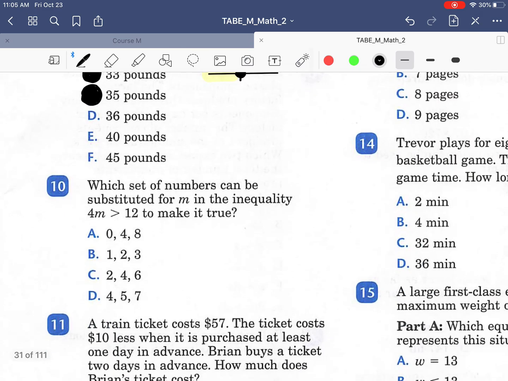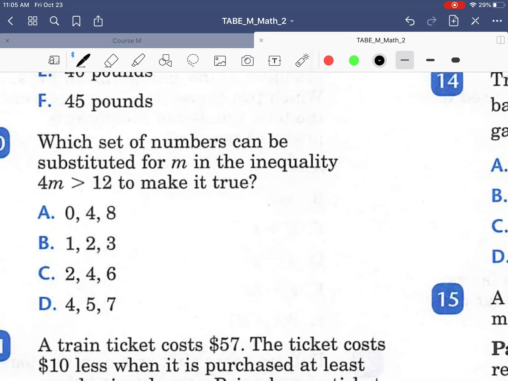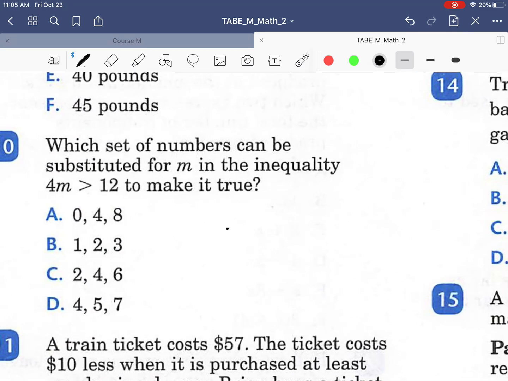Number 10. Which set of numbers can be substituted for m in the inequality 4m is greater than 12 to make it true? So 4m greater than 12. I would just solve it and then you'll know. Once you solve it, you can make the graph and you can see the variable and the constant.